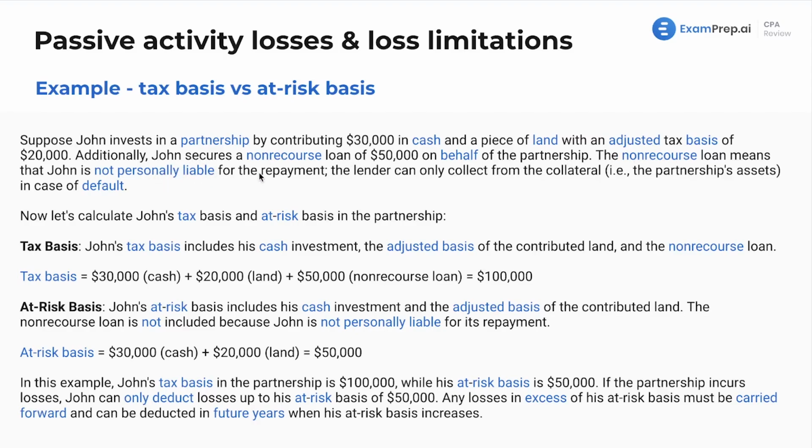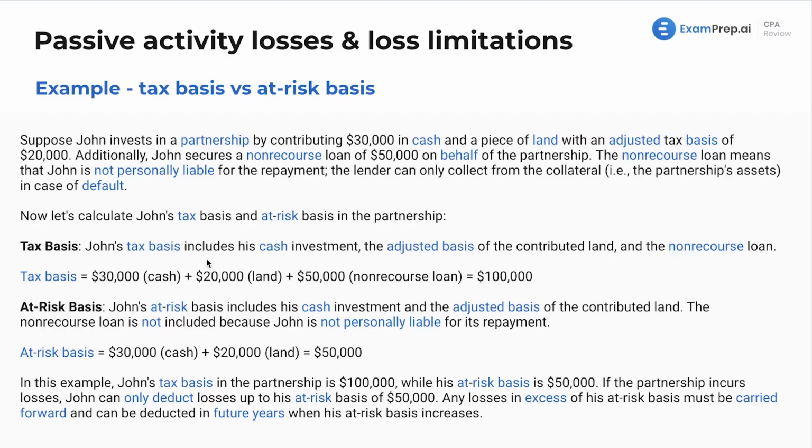And again, just a reminder, please memorize the implications of recourse and non-recourse. The lender can only collect from the collateral, which is the partnership's assets, in the case of a default. Now we're going to calculate John's tax basis and his at-risk basis in the partnership. So John's tax basis includes his cash investment, the adjusted basis of the contributed land, and the non-recourse loan.